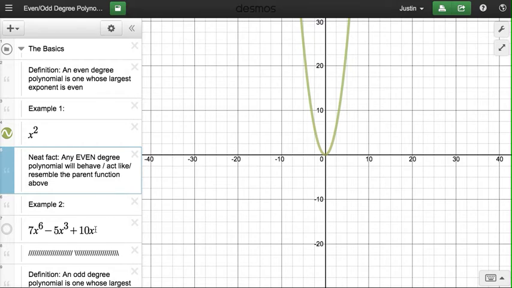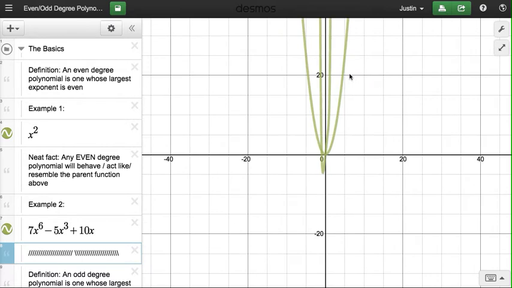How do I know that this one here, example 2, is even? Well, this thing that I have highlighted has a degree of 1. This has a degree of 3. And this has a degree of 6. And I only care about the very largest one. And 6 is an even power, and it's the largest, so it's an even degree polynomial. Let's press play. And so what do I mean by what it's going to behave or act like?